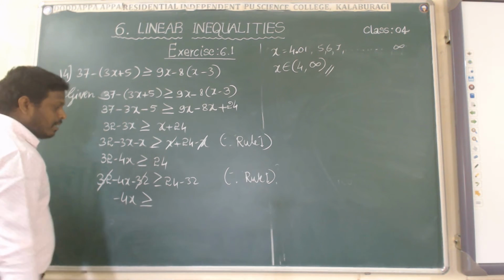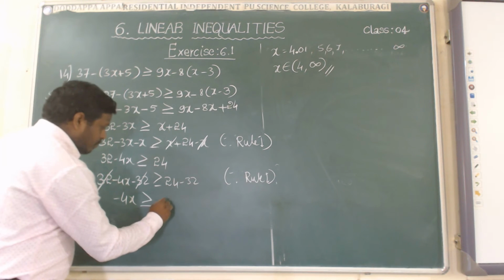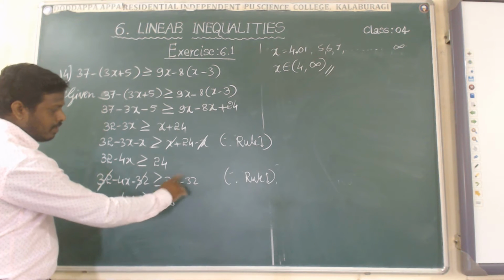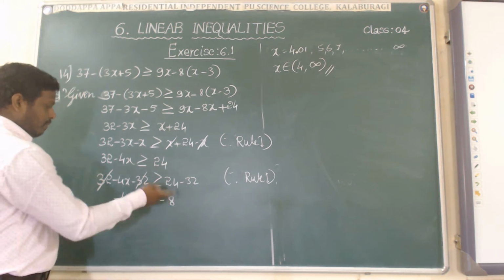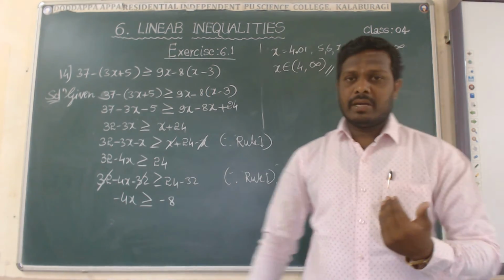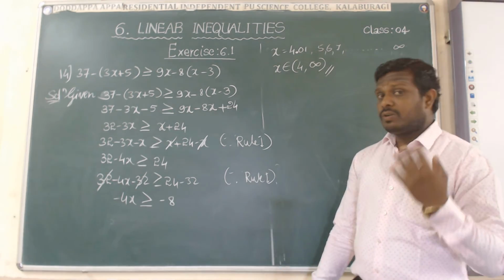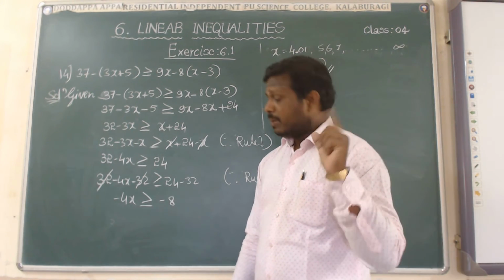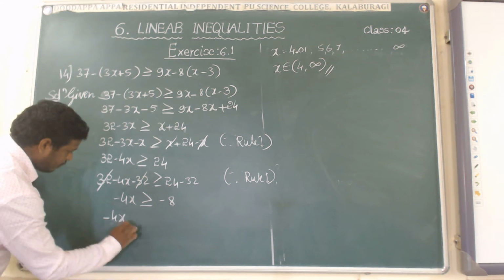as usual. And simplify this one: subtract 24 and minus 32, the answer will be minus 8. Getting my point? So for getting the coefficient of x as positive 1, what do we do here? We have to divide both sides by negative 4. When we divide this statement by a negative number, the sign will be reversed. Keep in mind. Okay, so I am going to divide on both sides by minus 4.